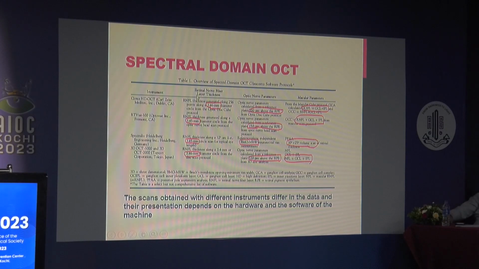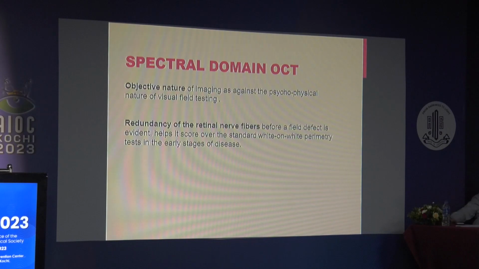Like for RNFL thickness, they are taking different diameter circles. So we cannot compare one machine with another machine. You should always do OCT on a single machine. Similarly, for the optic nerve parameters, the reference is different for different machines. Scans obtained with different instruments will differ in data, and you cannot compare them across two machines. OCT is objective in nature, whereas visual field is psychophysical.